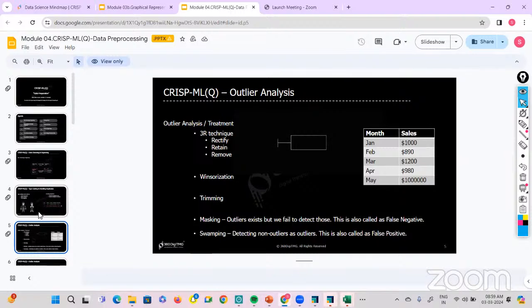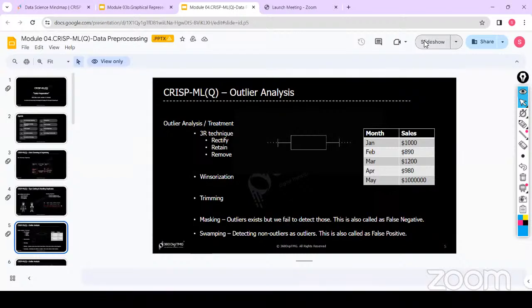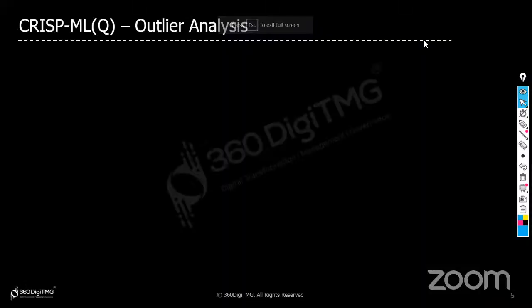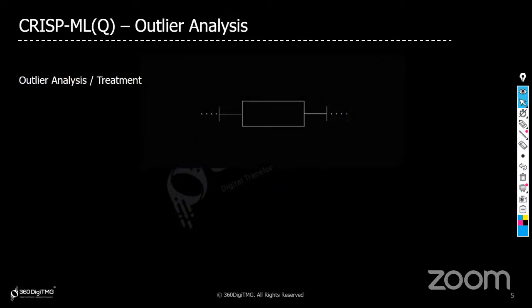So what is this outlier analysis? Let me talk about it in a detailed manner. When we have extreme values present in our data, as we have talked about before, when a value is extremely high when compared with other values, or extremely low when compared with other values, that value is treated as an outlier.